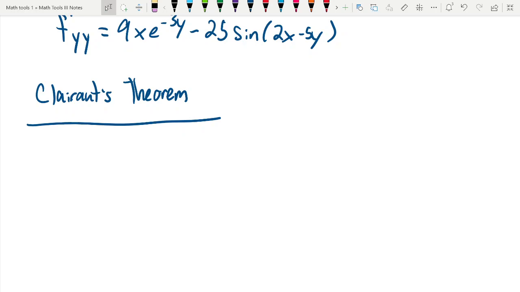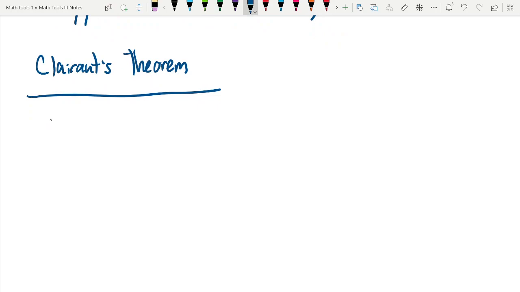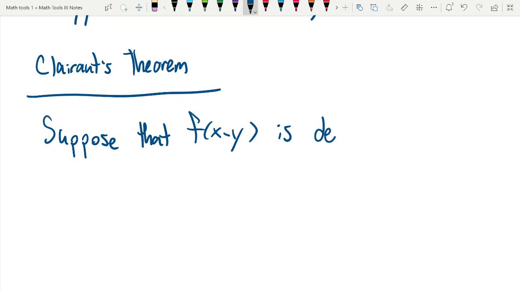So this is known as Clairaut's theorem, sometimes also known as Schwarz's theorem, named after, naturally, Clairaut and Schwarz. So we're going to suppose that f(x, y) is defined on, this part's a little bit new from what we've done, an open disk, D.